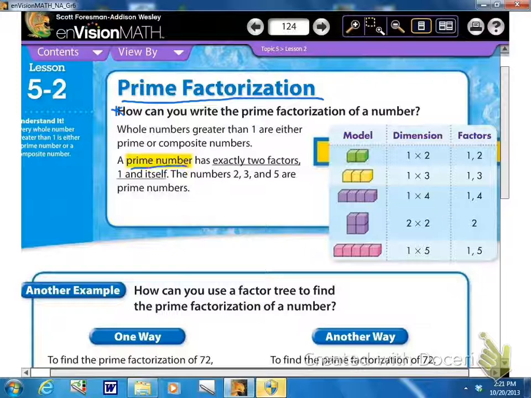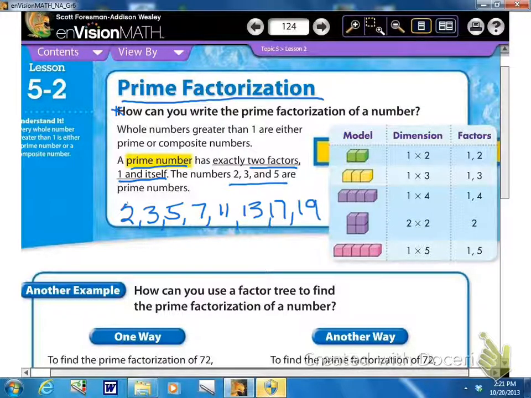A prime number has exactly two factors, 1 and itself. So they tell you the numbers 2, 3, and 5 are prime numbers. So you want to write those down. Write these numbers down at the top of your page. 2, 3, 5, 7, 11, 13, 17, and 19. The first 8 prime numbers. And you'll get a list tomorrow when we work together.